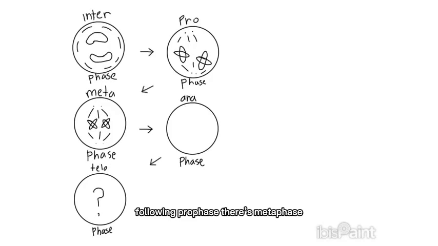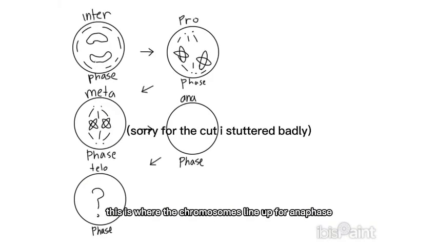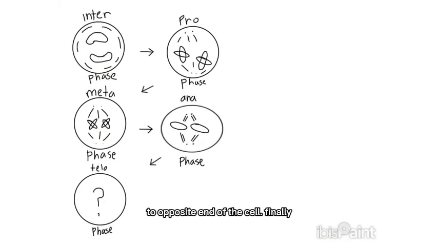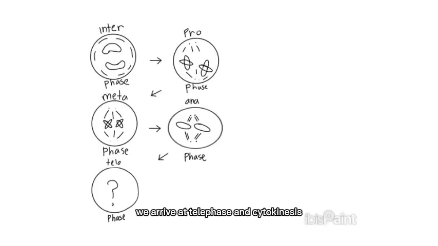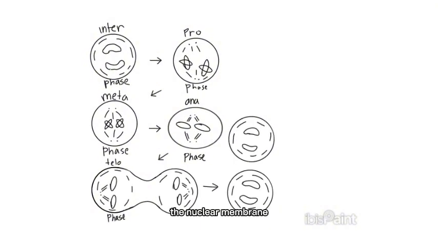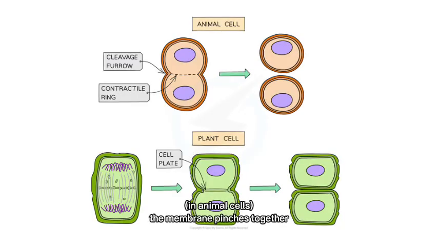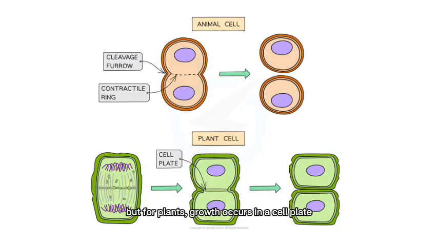Following prophase, there's metaphase. This is where the chromosomes line up for anaphase. The chromatids are separated and pulled to opposite ends of the cell. Finally, we arrive at telophase and cytokinesis. The nuclear membrane forms around the chromatids and our helpful spindle fibers disappear. The membrane pinches together, but for plants, growth occurs in the cell plate to divide the cells.